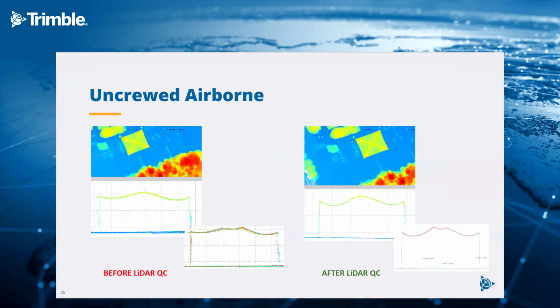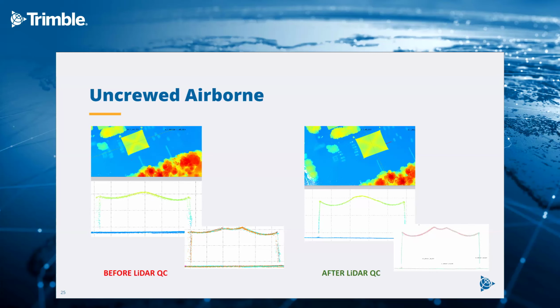Here's an example of an uncrewed airborne mission. Same as before, on the left is before LiDAR QC, on the right is after. You will notice that the image on the left side is far noisier than on the right side, which has really straight lines. And then there's a cross section here through the building from different directions. On the left side, you can see that the representation of the roof is far noisier, and that's also true for the walls, if you look at the verticals. On the right side, this is matching up. You have straight lines and a clear understanding of what the roof pattern is.